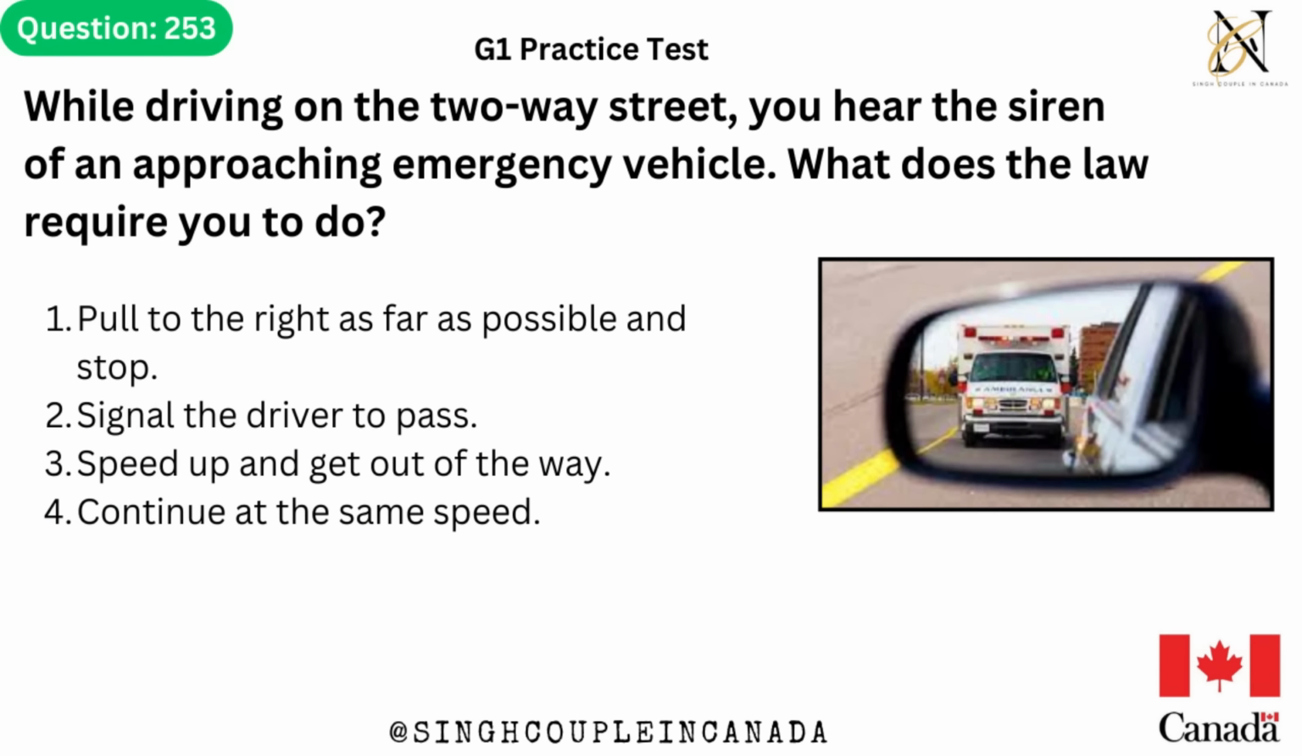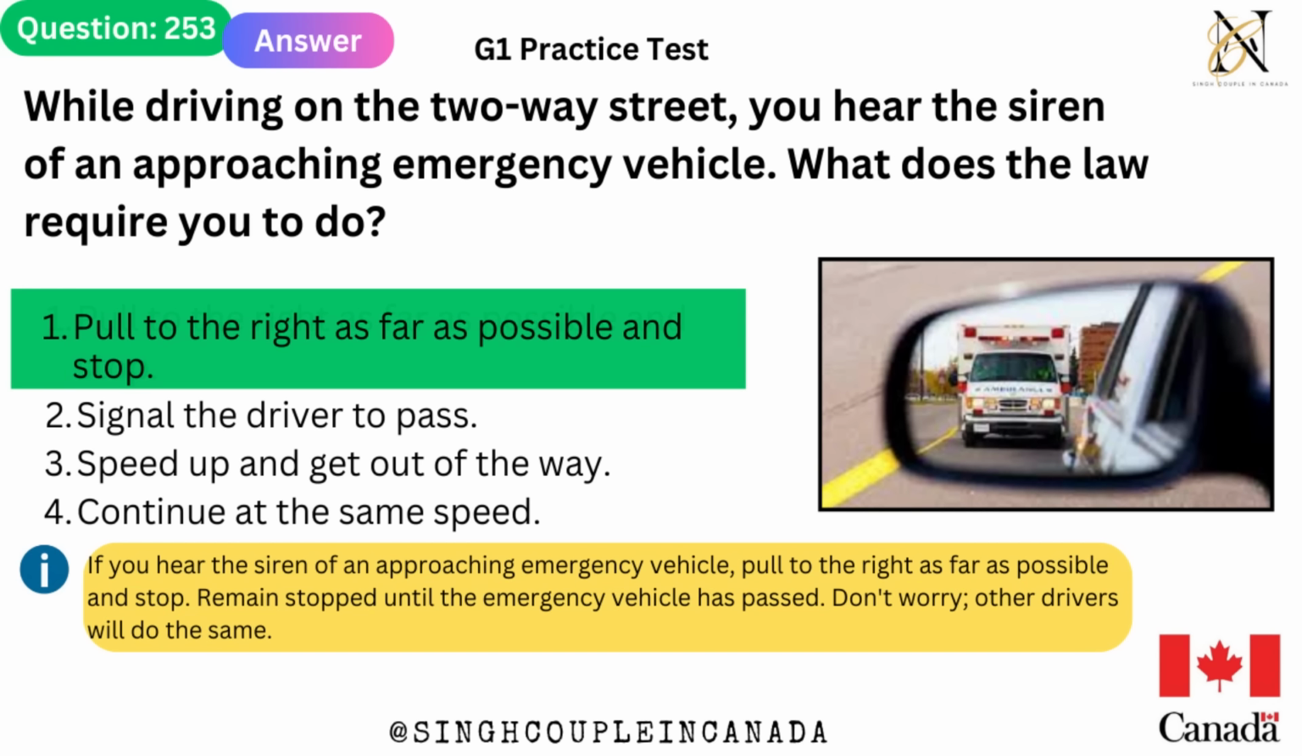While driving on a two-way street, you hear the siren of an approaching emergency vehicle. What does the law require you to do? 1. Pull to the right as far as possible and stop. 2. Signal the driver to pass. 3. Speed up and get out of the way. 4. Continue at the same speed. The answer is 1. Pull to the right as far as possible and stop.